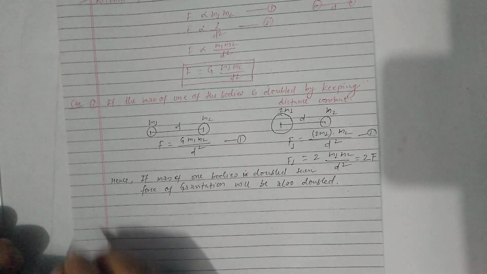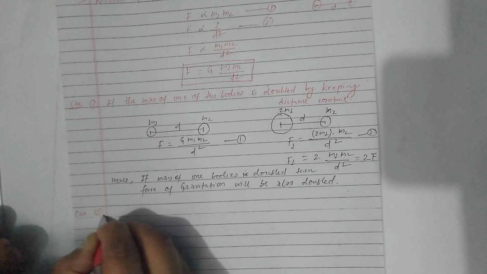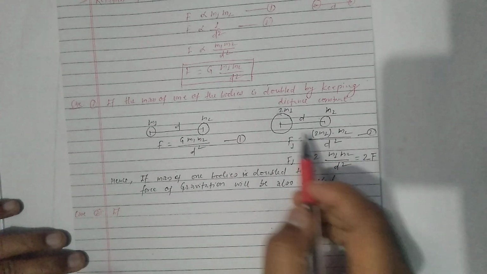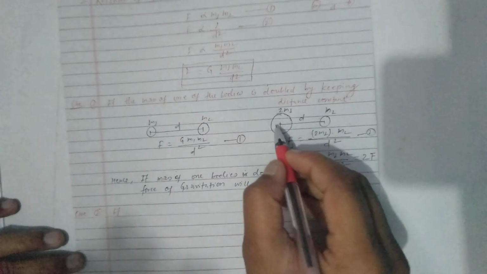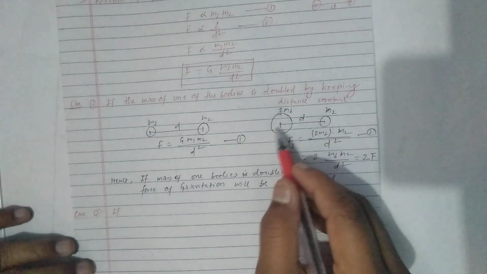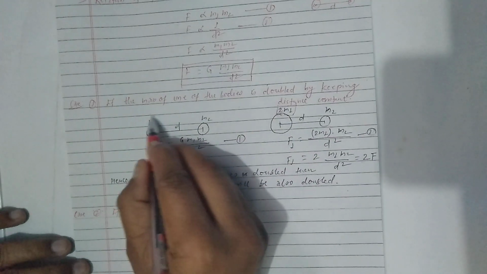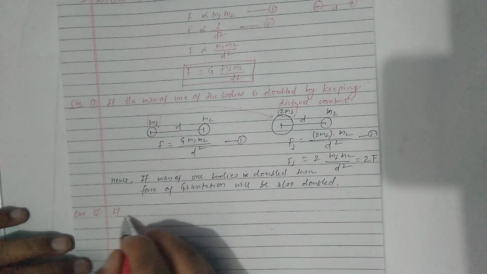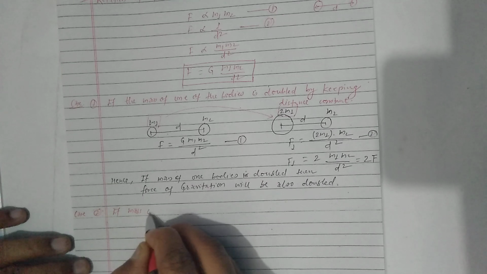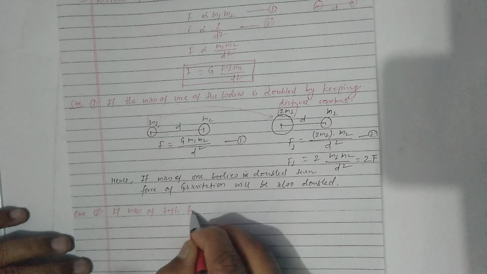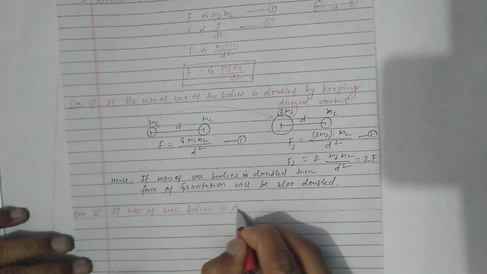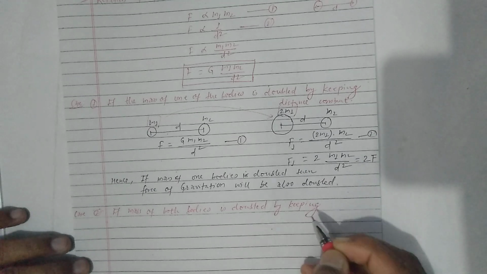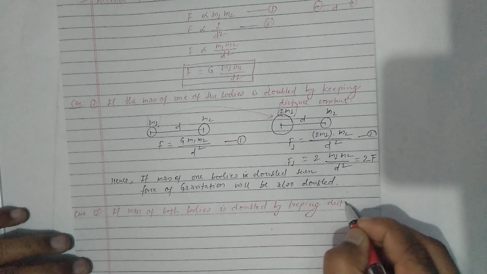Again, let's see the next case. Case number 2. In the first case, we only increased the mass of m1, that is 2m1. Here, m1 will be converted into 2m1 only, but in this case, the mass of both bodies is doubled by keeping the distance constant.